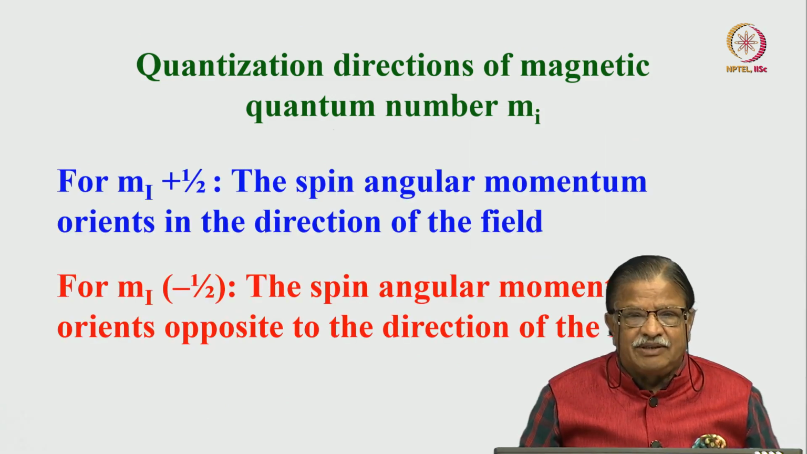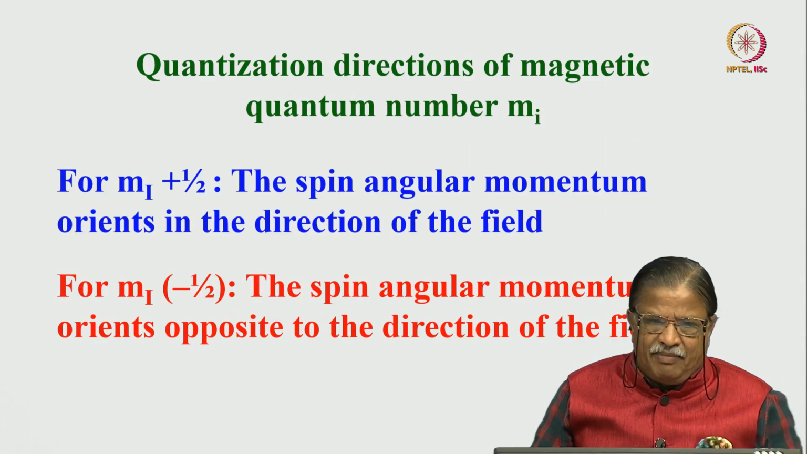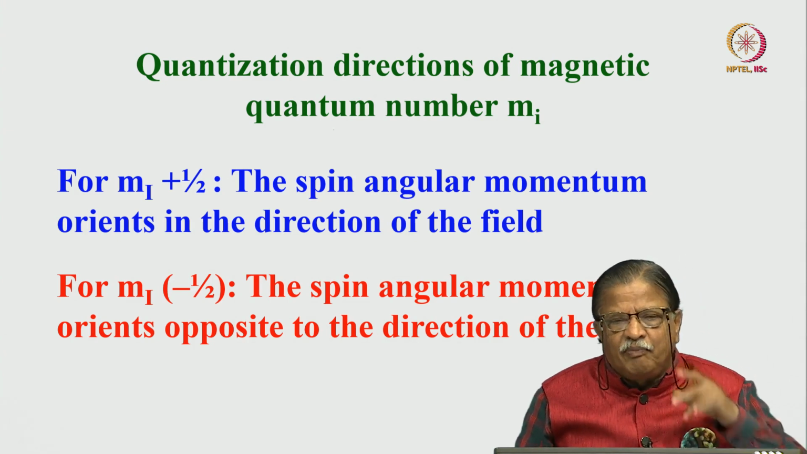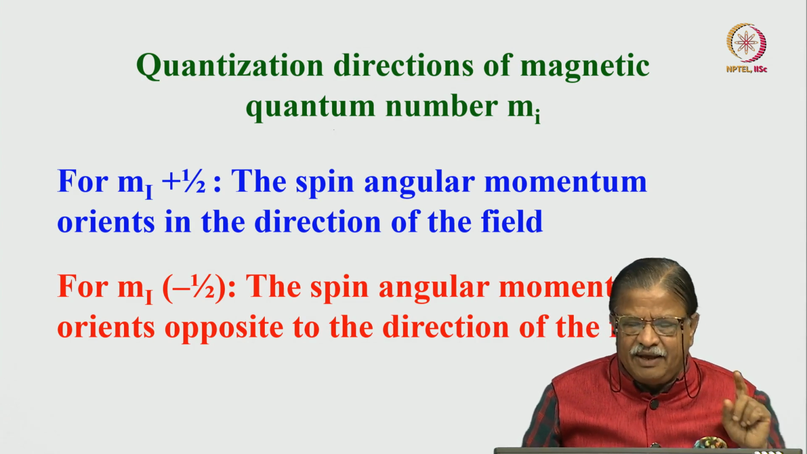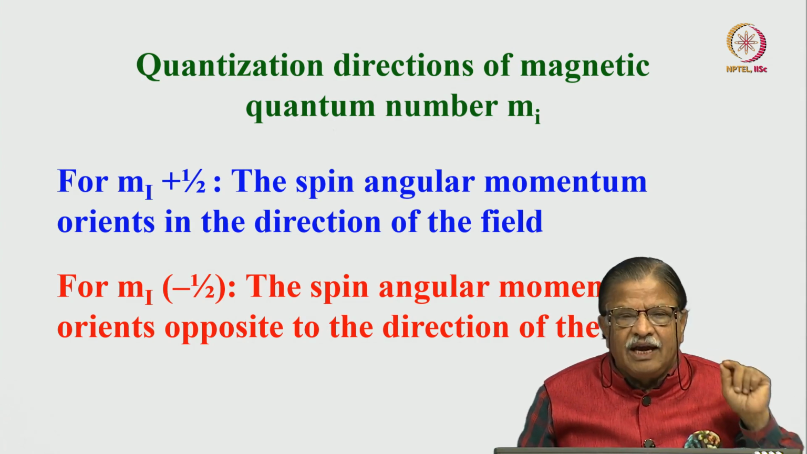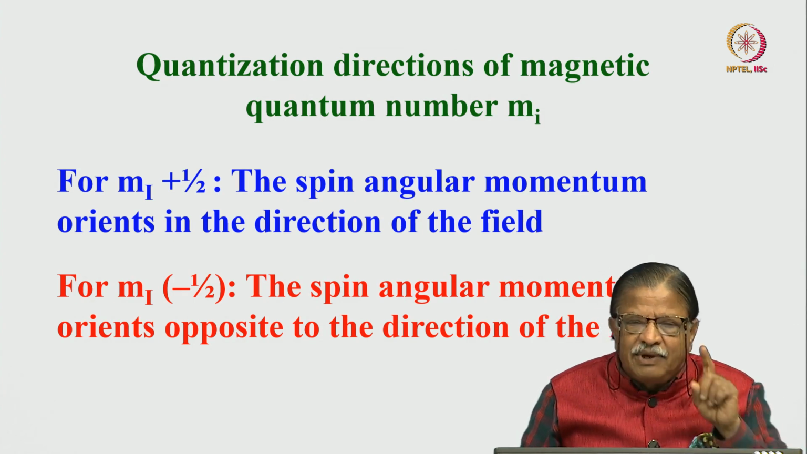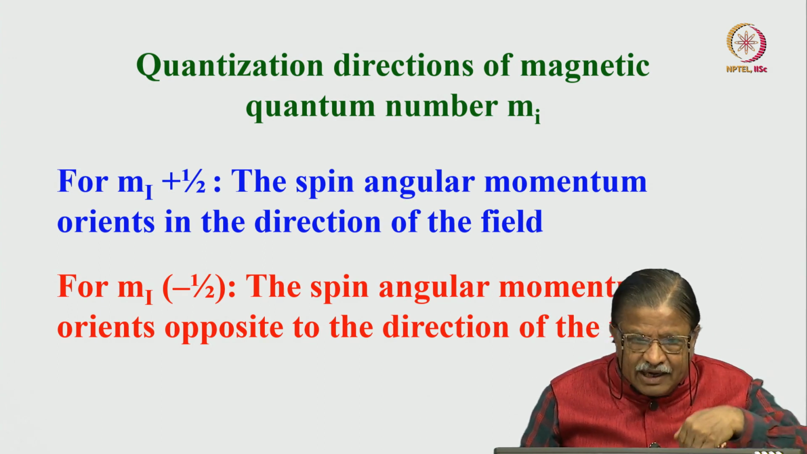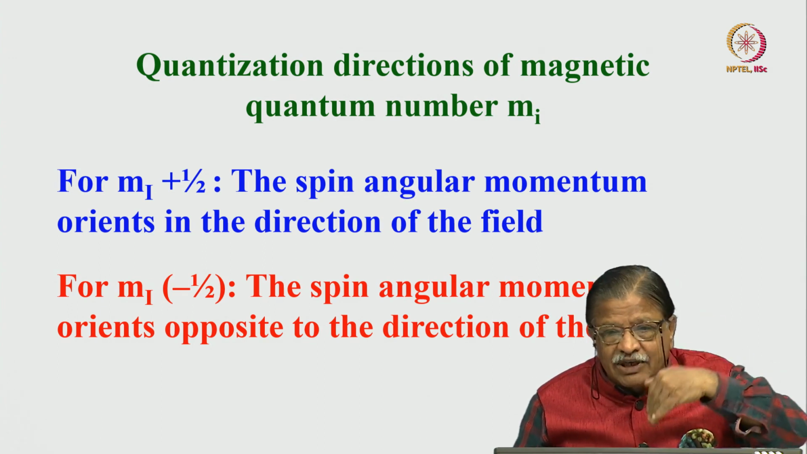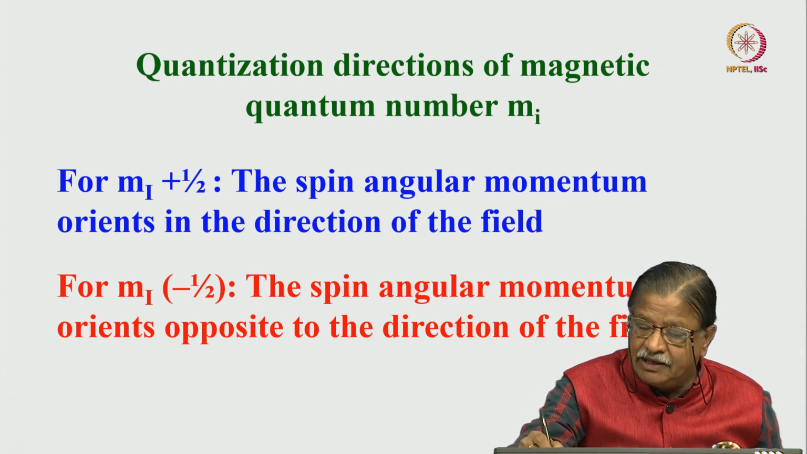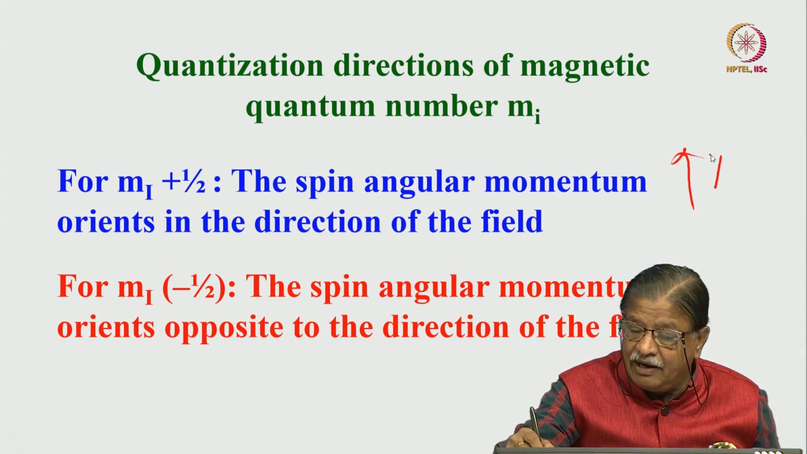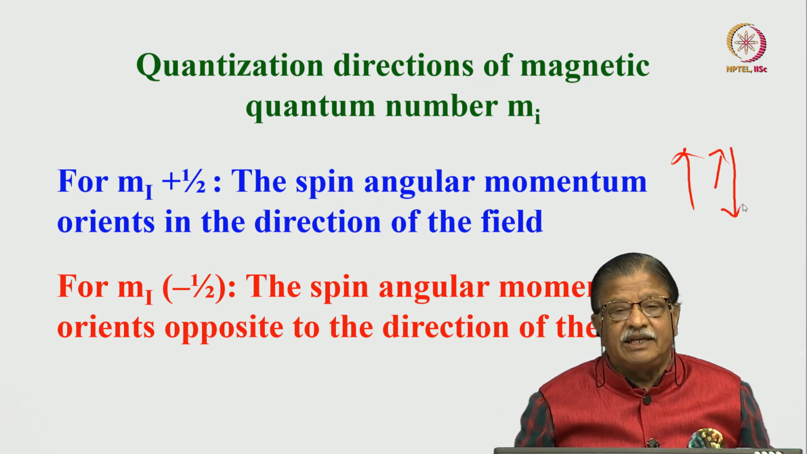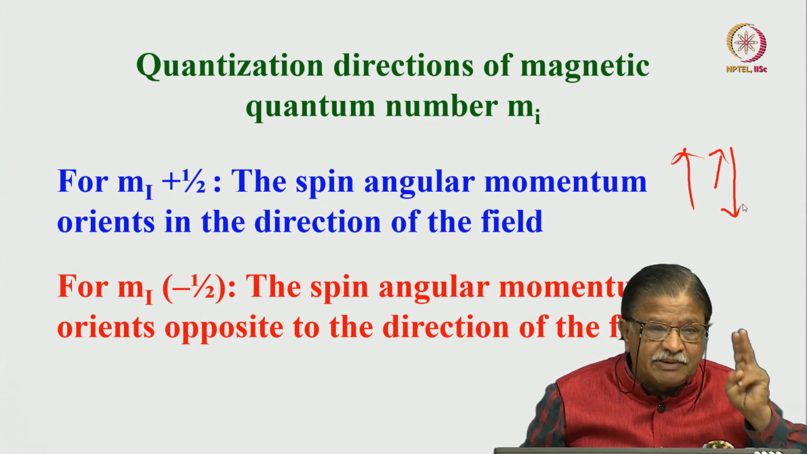The quantization direction of the magnetic quantum number, especially for I equal to half. There are 2 possible orientations, which is m is equal to plus or minus half. When it is plus half, the spin angular momentum orients in the direction of the field. When m equal to minus half, it orients opposite to the direction of the field. This is the magnetic field. For m is equal to plus half, the orientation is like this. For m is equal to minus half, the orientation is like this. And there are only 2 possible orientations.